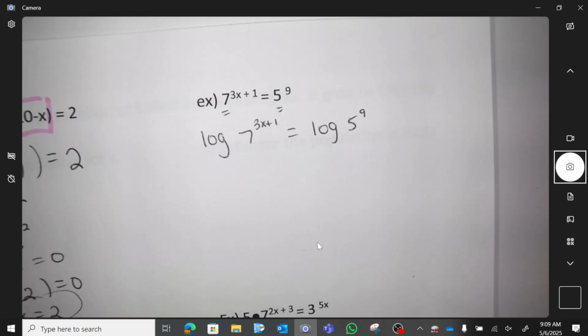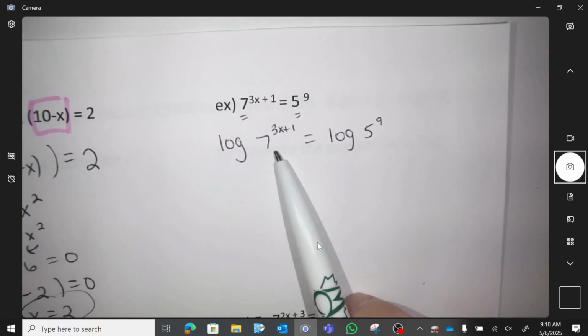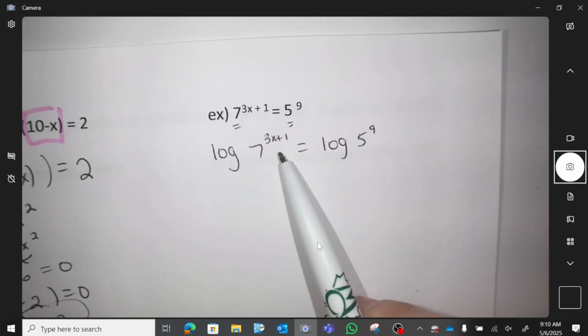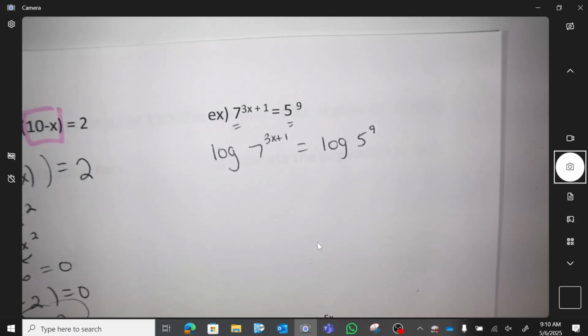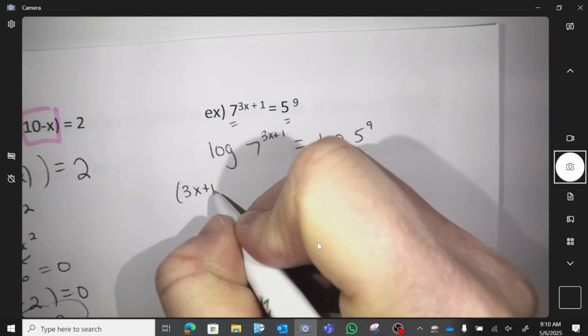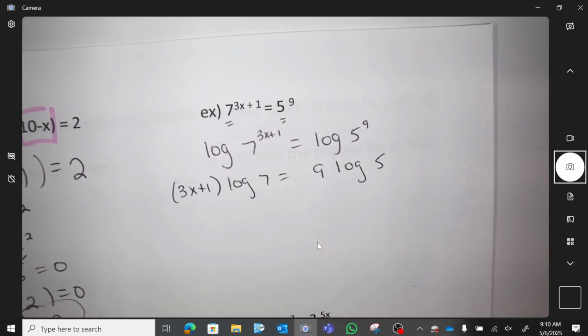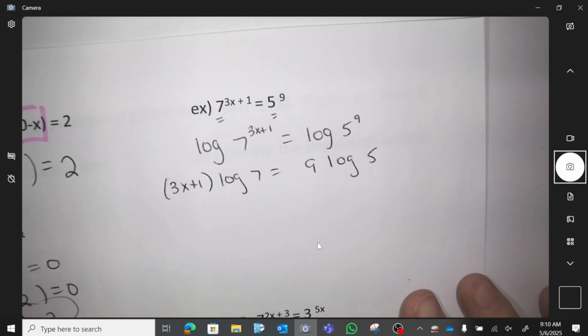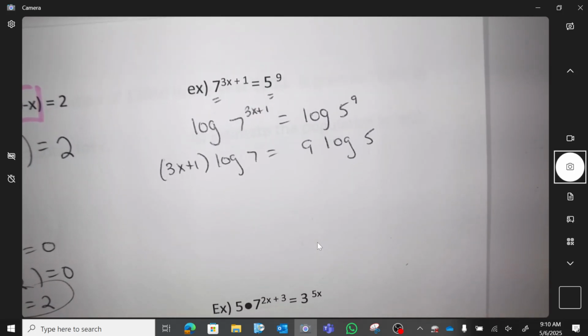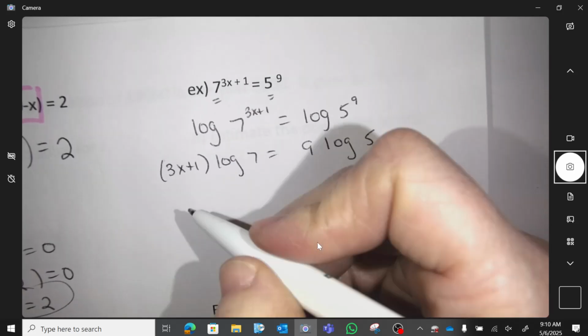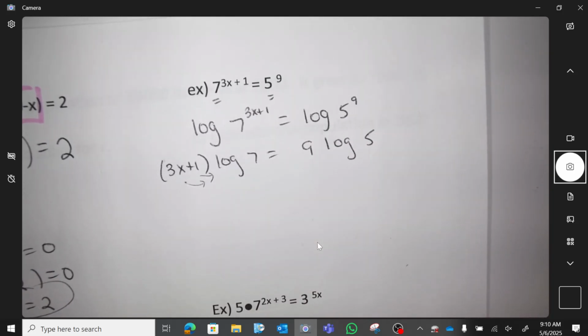Okay, now what are the rules? What do you do with an exponent rule? An exponent can become a multiplier. Okay, brackets, important. This has to be in brackets because you're multiplying by that entirety, by the family of that. Next step, you're going to have to distribute that bracket.